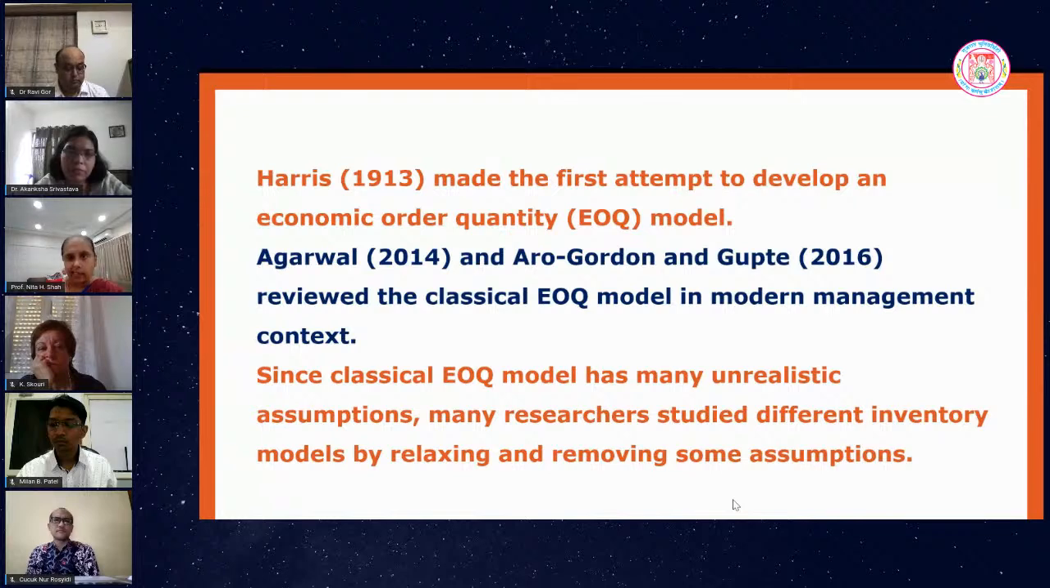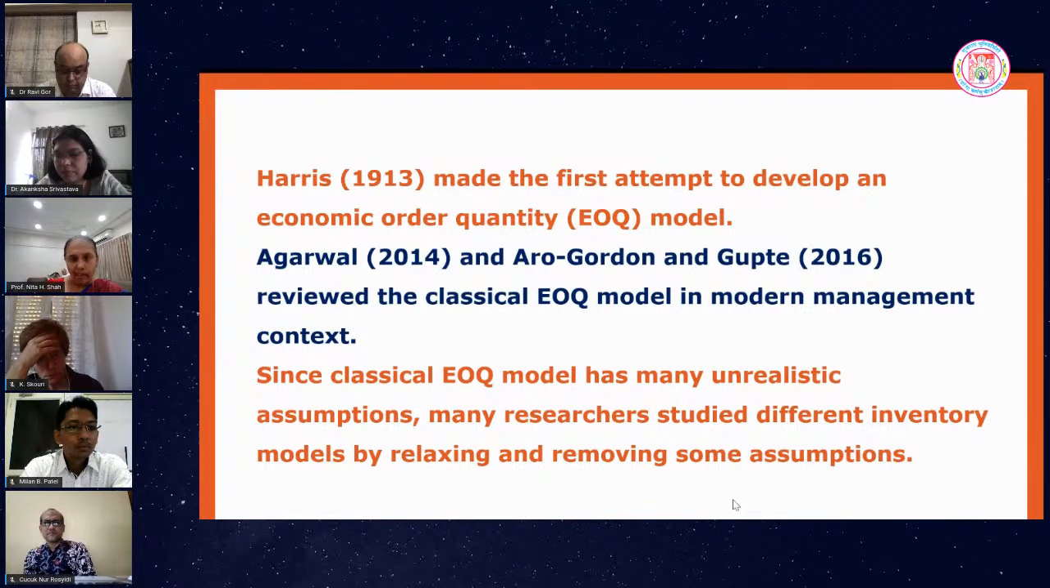We start with the very beginning, that is Harris. In 1913, he made the first attempt to develop an EOQ model. Agarwal in 2014 and Arrow, Godson and Gupte in 2016 reviewed the classical EOQ model in the modern management context, because modern management is quite different from when it was developed by Professor Harris in 1930. Since the classical EOQ model has many unrealistic assumptions, like demand is deterministic, and inventory cost parameters are known and constant, but that is not the scenario observed in the market. So many researchers studied different inventory models by relaxing and removing some assumptions or by incorporating prevailing marketing scenarios.